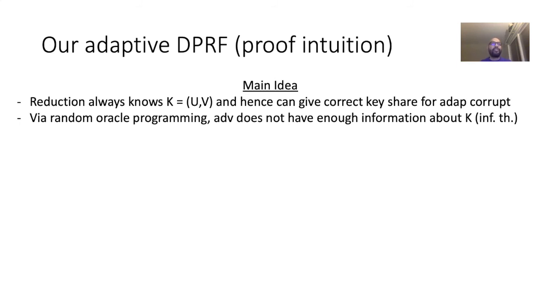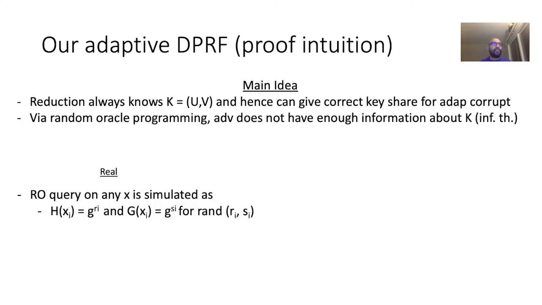Okay, let me briefly talk about the hybrids that we use in the proof. The real game is kind of simple, and we just show how the real game simulates the random oracle queries, because in the next hybrid we'll change that. A random oracle query on any x or any xi is simulated as h(xi) equal to g^ri, and g(xi) equal to g^si, for random ri and si. That's a standard simulation technique: you choose a random exponent and raise the generator to that power.